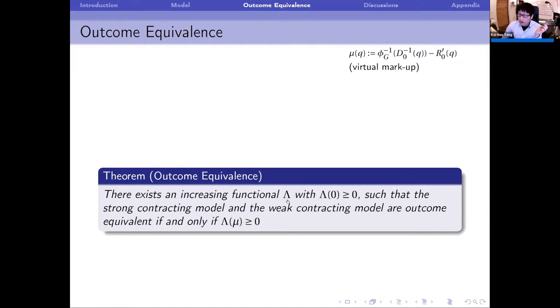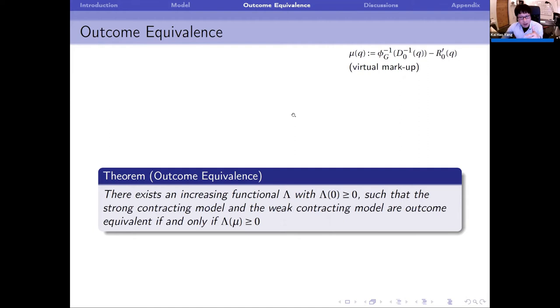And lambda being increasing means that when the virtual cost function creates a distortion that's small enough, we'll still have equivalence. Or alternatively, if we have a demand function that induces a low enough marginal revenue curve, which means that the demand function is more elastic, then the virtual markup is going to be large. Monotonicity of lambda means that the outcome equivalence is going to hold. Okay, so that's the main result.